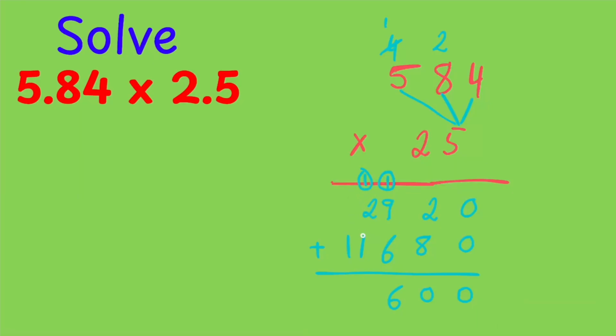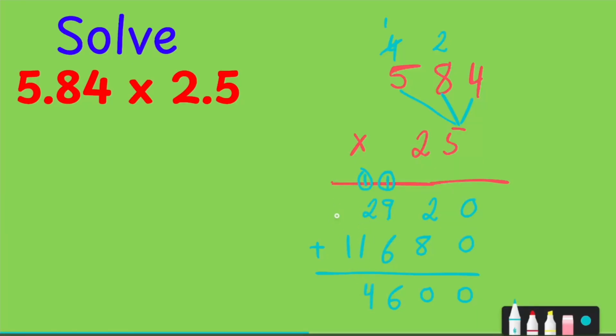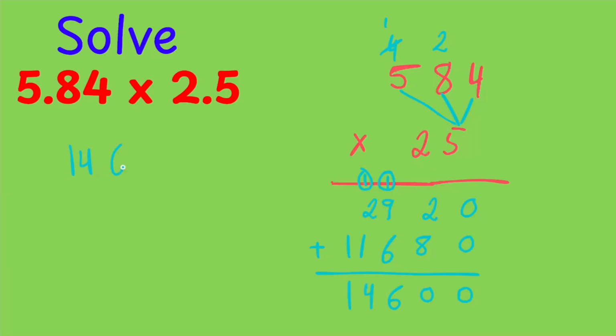1 plus 2 plus 1. 1 plus 2, 3 plus 1, 4. And there is no digit to add with this last digit 1, so drop it down in your answer. Then the answer is 14,600. Stop. We didn't finish.